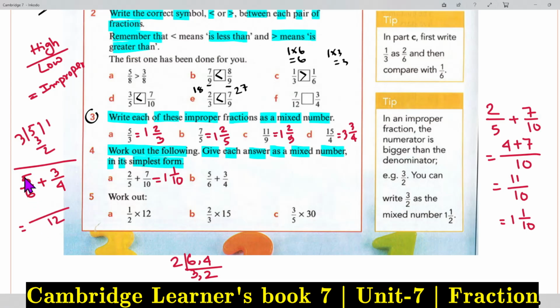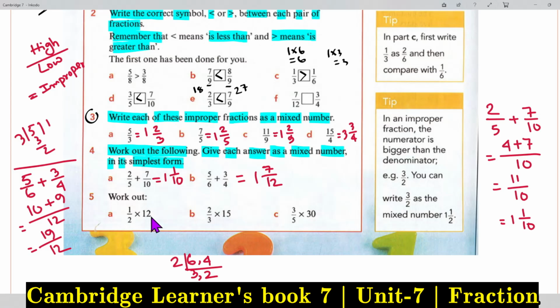12 divided by 6 is 2, 2 times 5 is 10, plus 12 divided by 4 is 3, 3 times 3 is 9. So here is 19 by 12. This one we can write 1 and then 7 by 12. How? 12 times 1 is 12, 12 plus 7 is 19. This is our answer. And work out, it's a very simple thing.